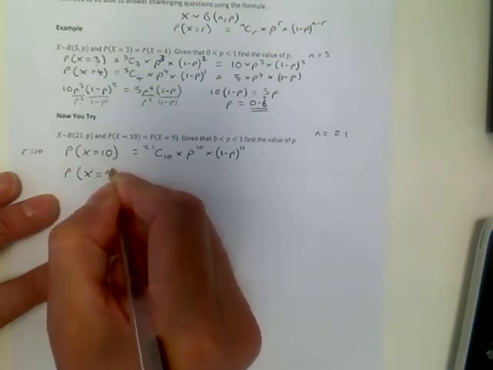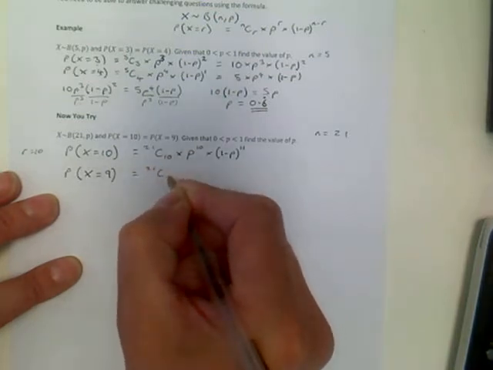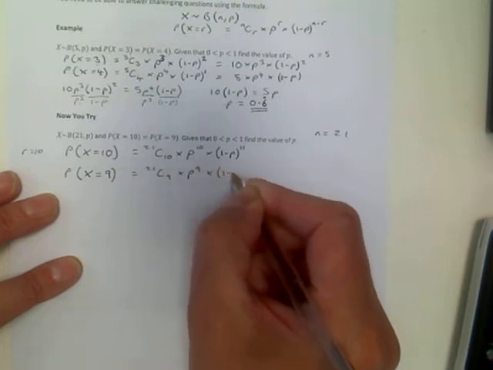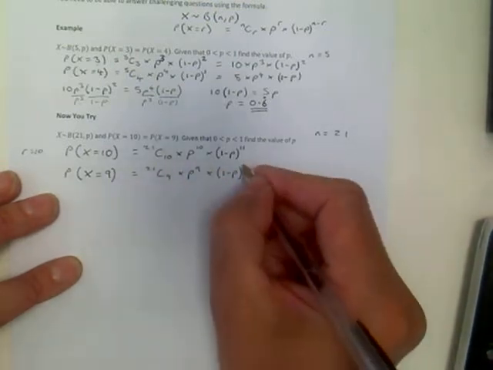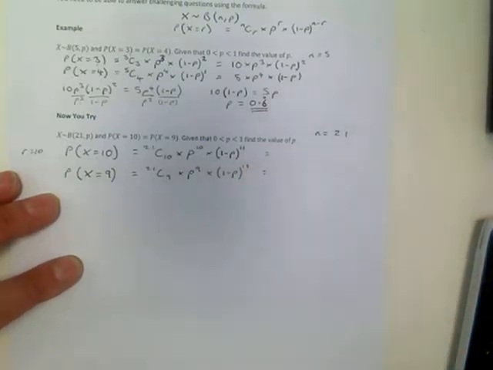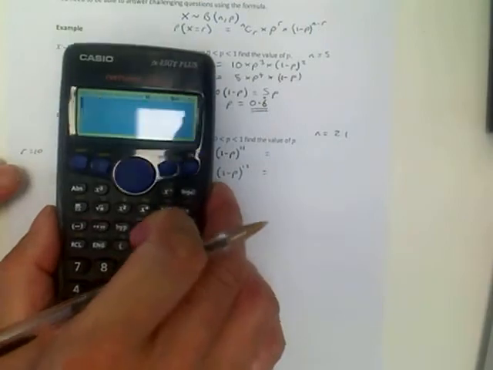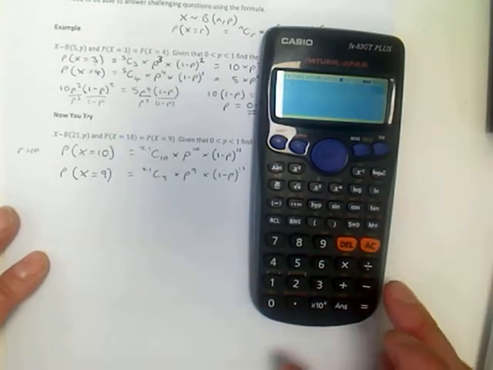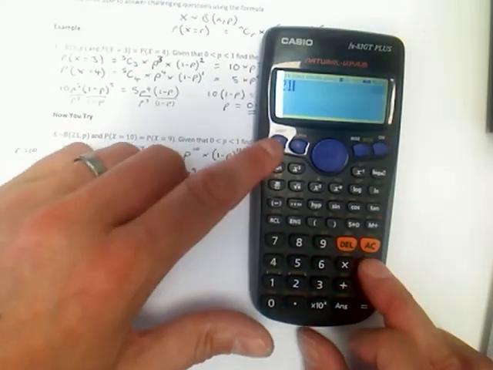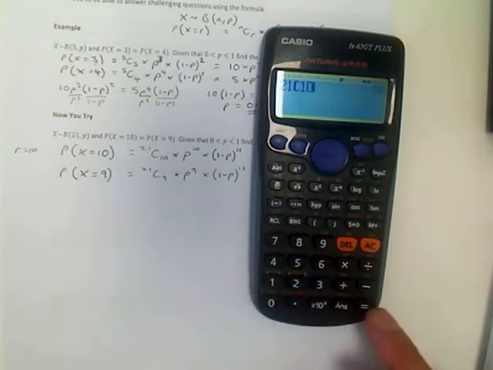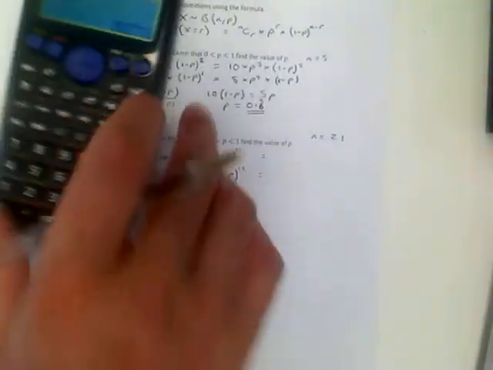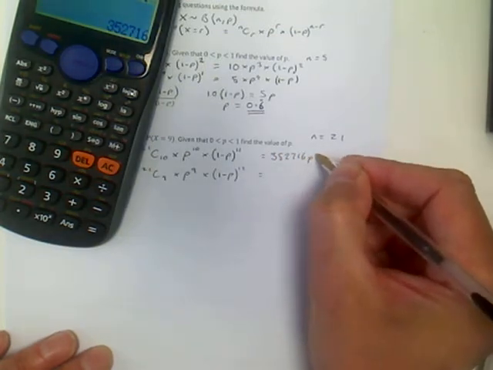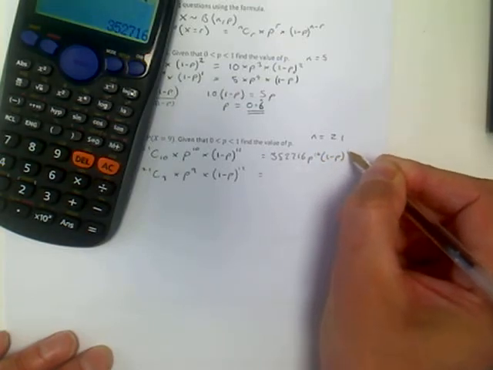Let's just do the next one. Probability of x equal to 9. So that is 21 C 9 times p to the power of 9 times 1 minus p to the power of 21 minus 9, which is 12. So let's do some calculations on there. I think I'll go scientific for the nCr this time, just to mix it up a bit. So 21 C 10. I've got 352,716, p to the power of 10 times 1 minus p to the power of 11.